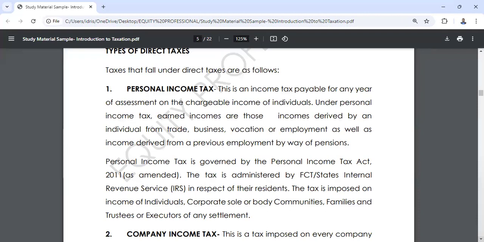A professional like me, I'm a professional. I work as a tax consultant. So on my profit or any fees I earn from rendering tax services to clients, it is due for personal income tax. So personal income tax is the tax imposed on income of individuals, sole proprietorship, partnership, trustees, and community. It is otherwise called pay as you earn, and it is collected by the State Board of Internal Revenue.